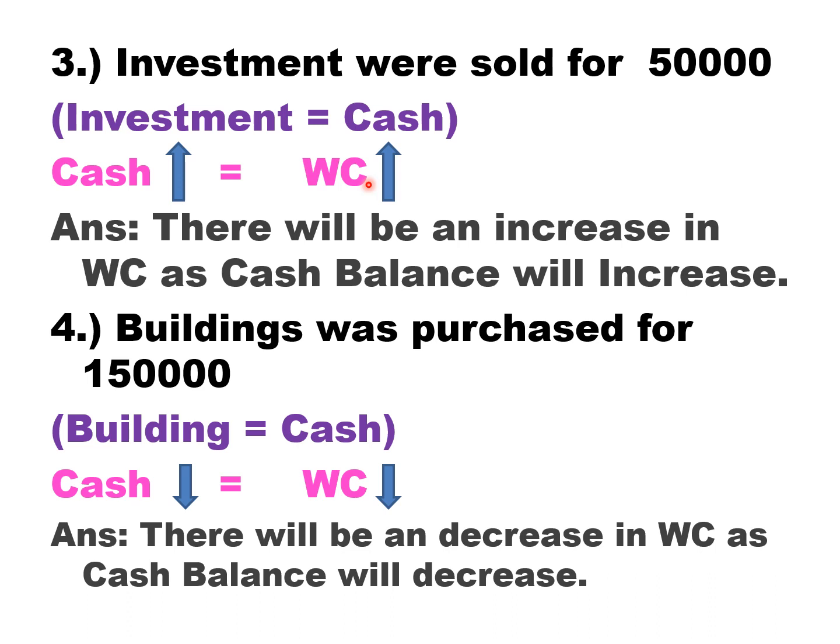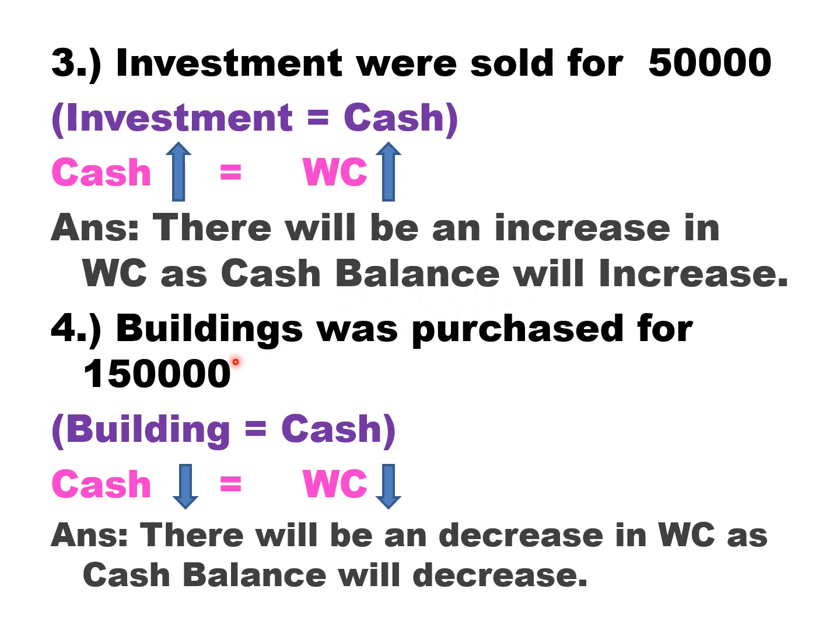Increase in current asset, working capital increases. Increase in current liability, working capital decreases. Decrease in current asset, working capital decreases. Decrease in current liability, working capital increases. In short, current assets and working capital have a direct relationship; current liabilities and working capital have an inverse relationship. So students, answer: there will be an increase in working capital as cash balance will increase.